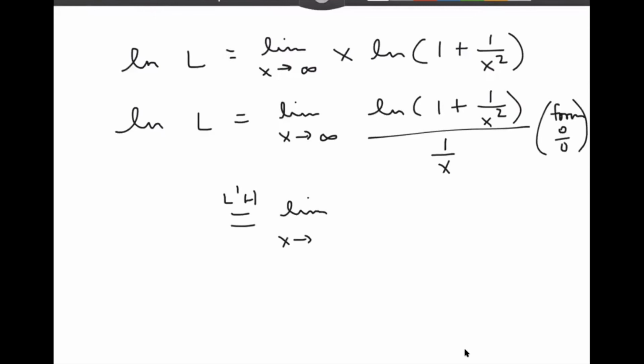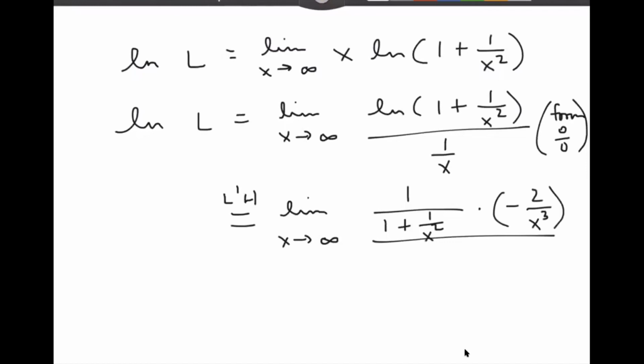Oh dear, I hope this all fits. Okay. The derivative of natural log of 1 plus 1 over x squared would be 1 over 1 plus 1 over x squared, times the derivative of 1 plus 1 over x squared. And that derivative is negative 2 over x cubed. And I'm going to let you convince yourself of that. The derivative of 1 over x is negative 1 over x squared.